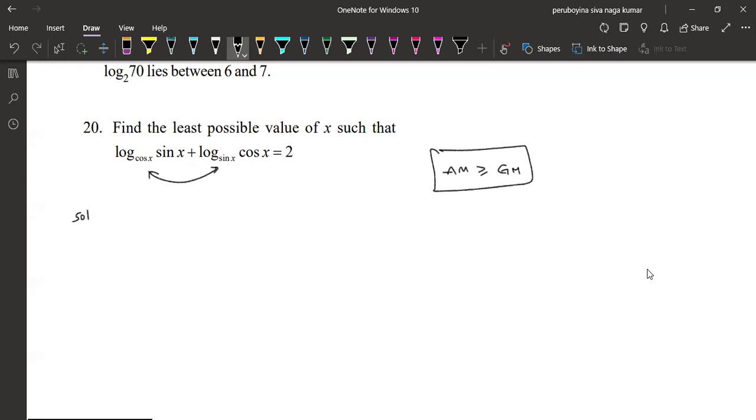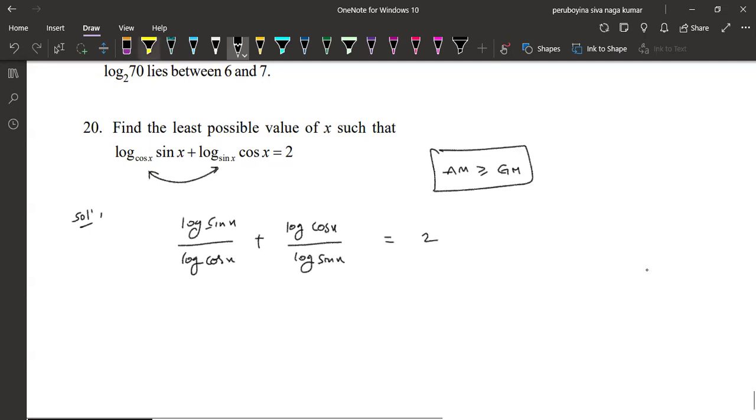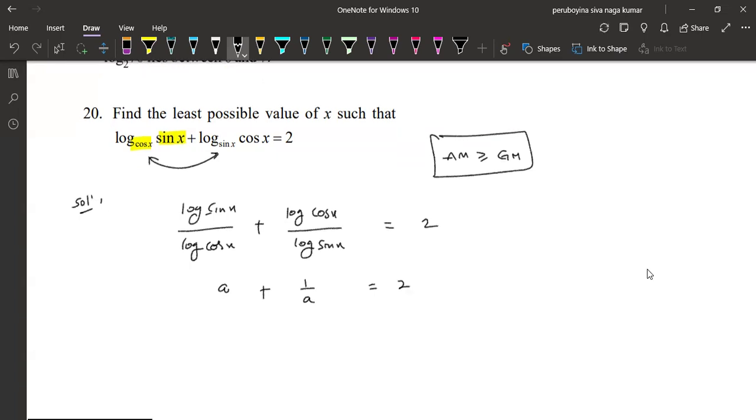So copy that problem. Log sin x by log cos x plus log cos x divided by log sin x is equal to 2. I just used the rule of log a base b: you can write log a by log b. Similarly, log b by log a. If you say it is a, it will be the reverse value of that. Reverse of that thing. Understood?